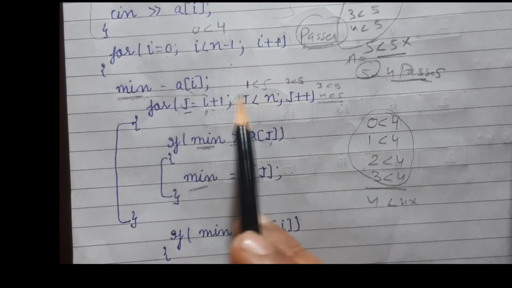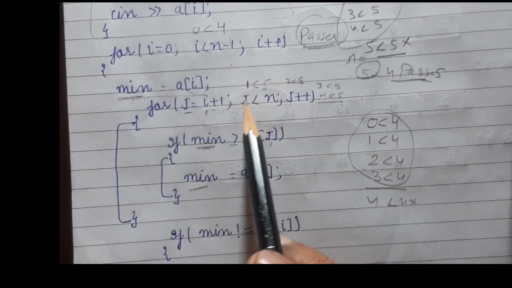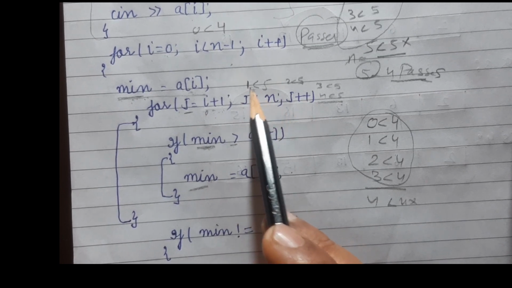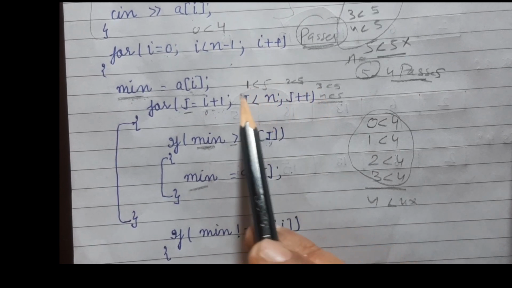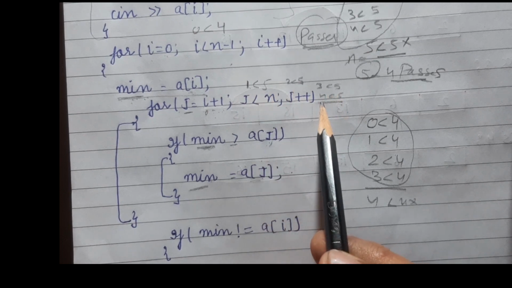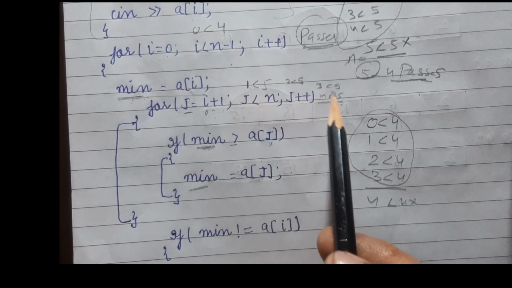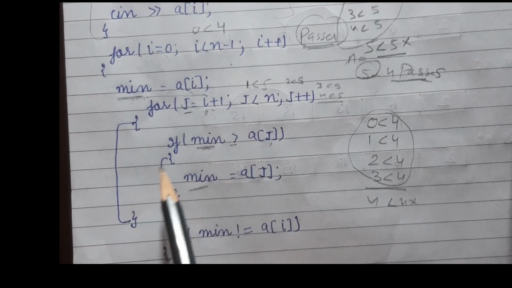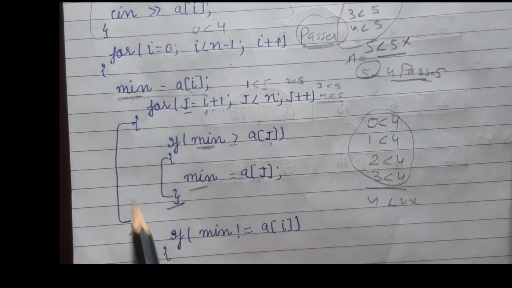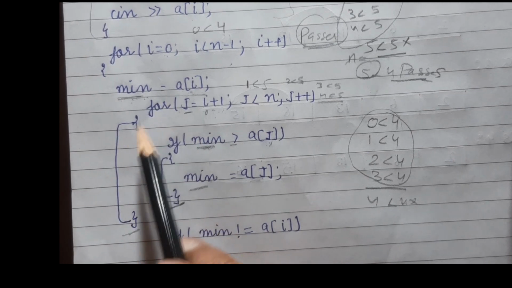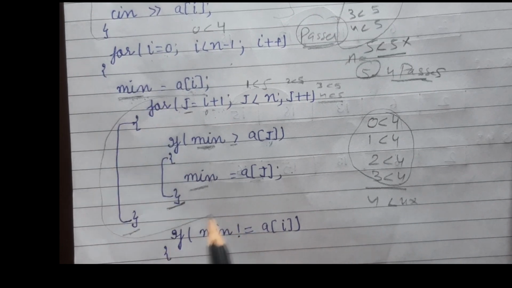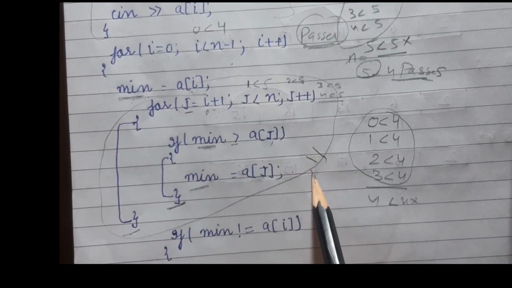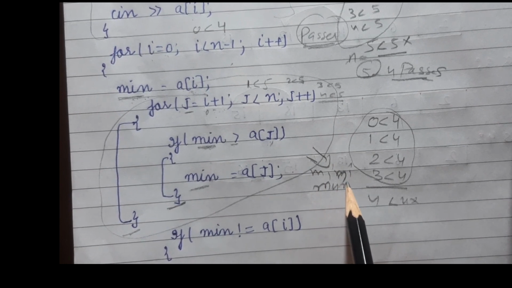So this loop is executed 4 times. 1 less than 5, 2 less than 5, 3 less than 5, and 4 less than 5. So 4 times this loop is executed, and we find the minimum element. After here, the if structure is closed, and the inner for loop is closed. This inner for loop is executed for finding the minimum element from the array.